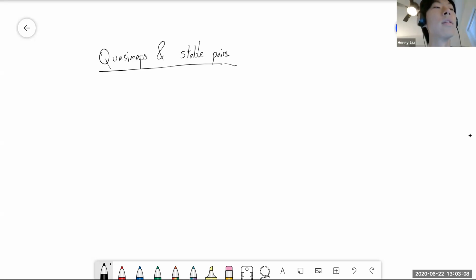Right, let me just untangle a wire and then we'll get started. Does anyone know how to make this thing at the top of my screen disappear? There we go. Okay.